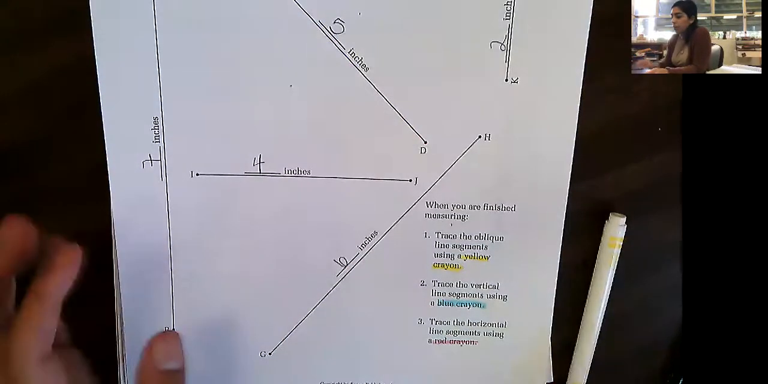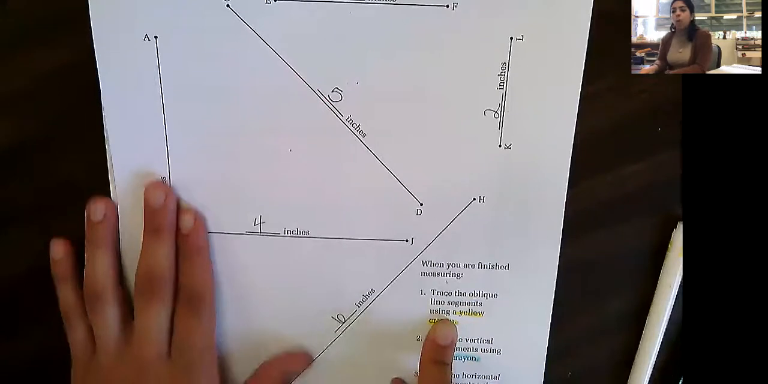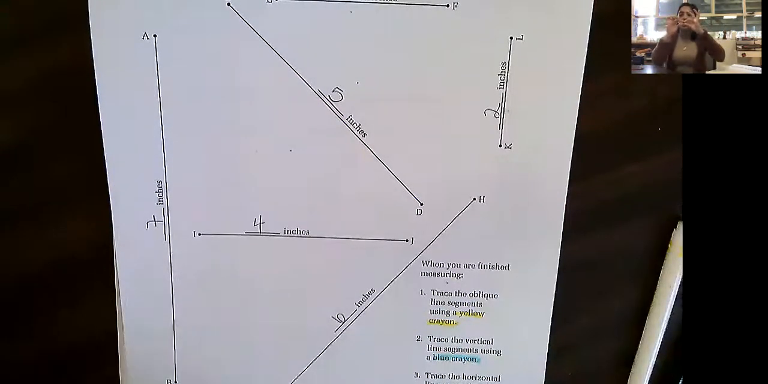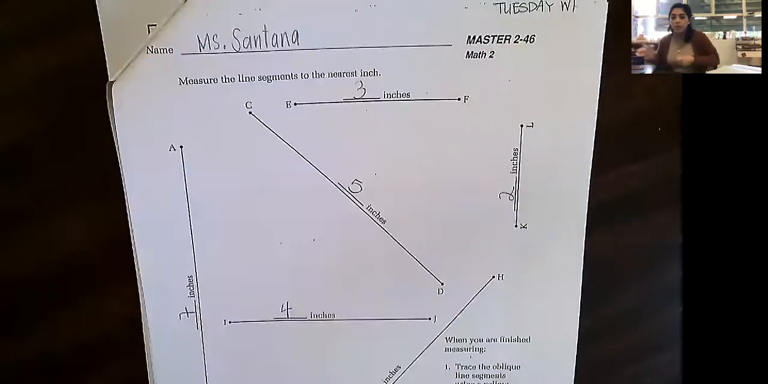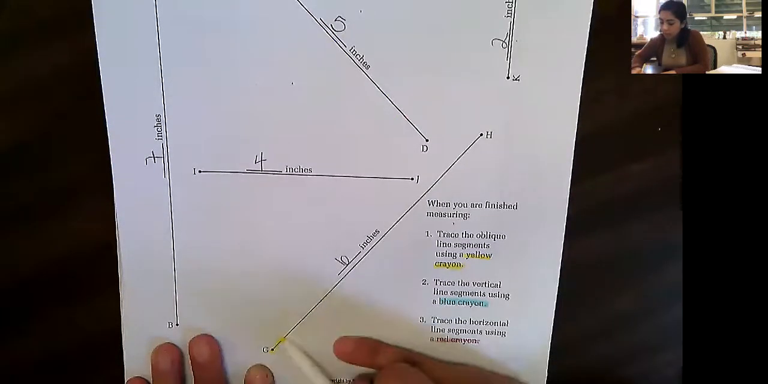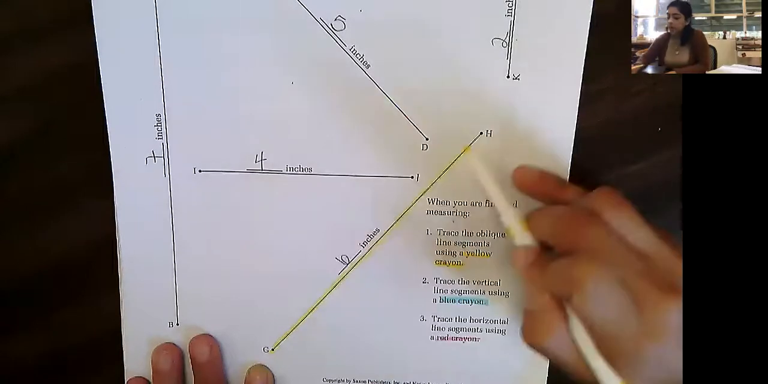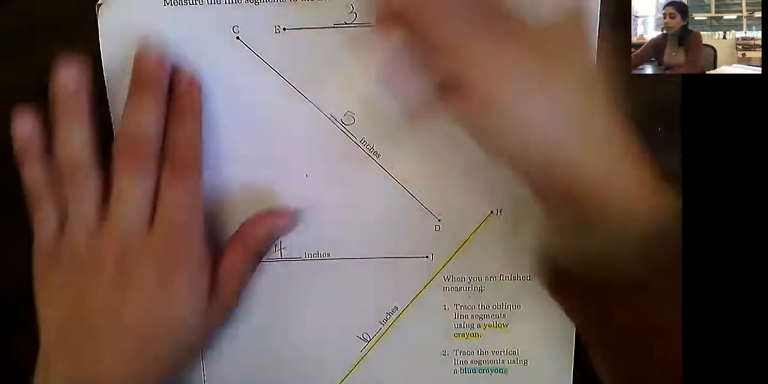Okay. So I will do a couple with you, but I want you to finish it. Trace an oblique line segment using a yellow crayon. Oblique, remember, is not horizontal or vertical. This is horizontal, this is vertical, and sideways is oblique. So let's color all of the oblique ones that we see yellow. The first one that I see is G and H. So I'm gonna color that yellow, just like that. And the next oblique one that I see that's sideways, which one do you see? Yeah, I think it's C and D. Good job.